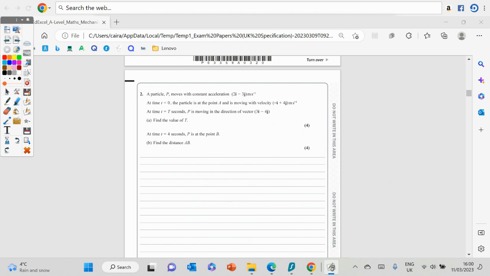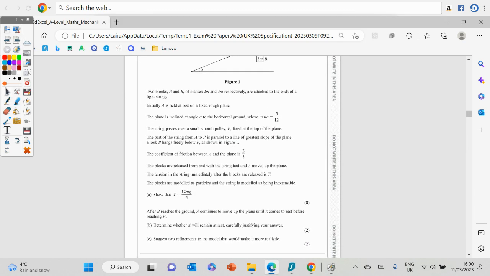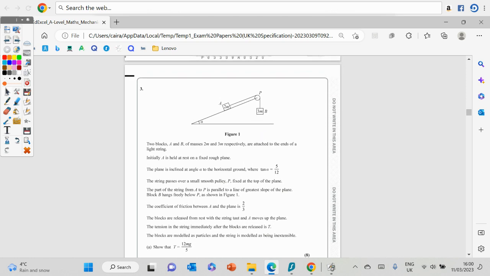Right, on to question 3. Right, so we've got a pulley going on. Yay, I like pulleys. I like pulleys quite a lot. Let's read the question first.